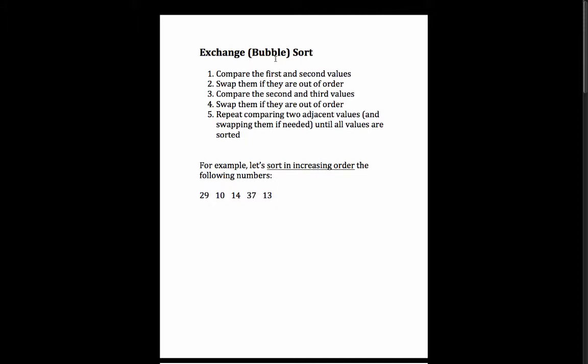We are comparing two adjacent values at a time, and the idea is that by doing the swaps, the largest value will end up on the rightmost position of our data structure, in this case an array. So let's do an example with the numbers that you see here on the screen. They are in random order, and our task is to sort them in increasing order.